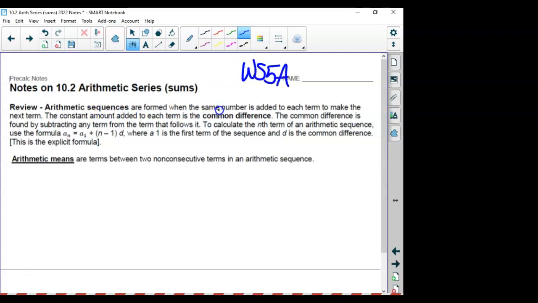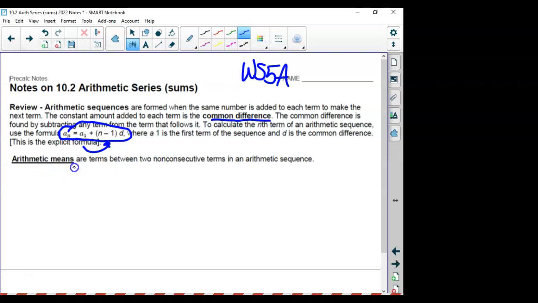Arithmetic sequences are formed when the same number is added to each term to make the next term. The constant amount being added is called the common difference. We should have this vocabulary down already. The common difference is found by subtracting any term from the term that follows it. To calculate the nth term of an arithmetic sequence, we used this formula that was on the reference sheet, and it was called explicit.